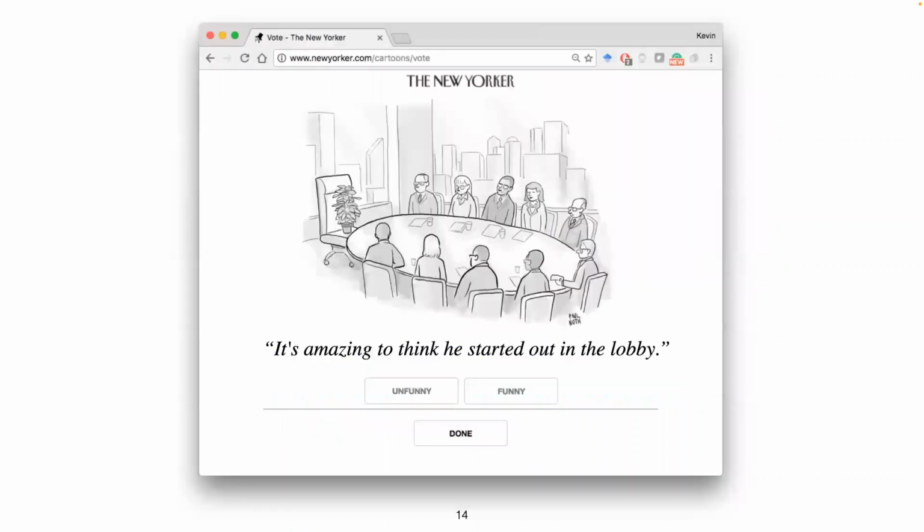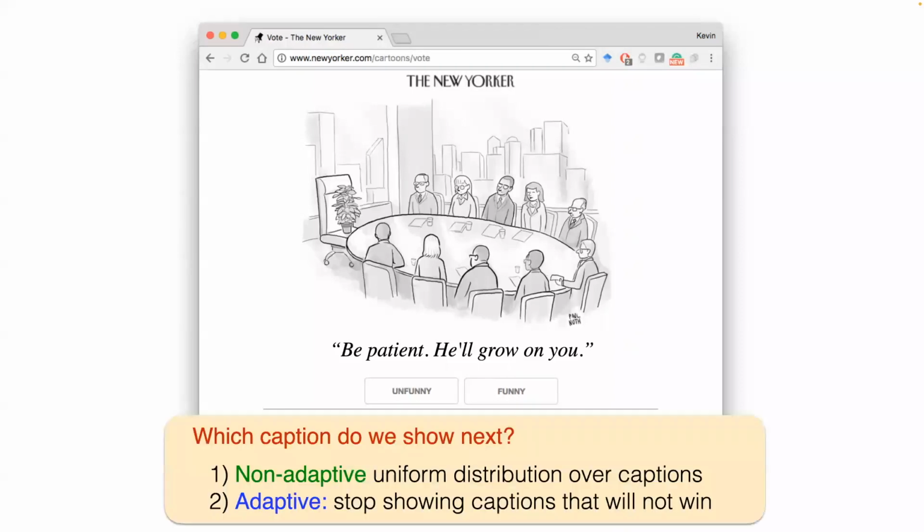So this is what it looks like. You're shown some cartoon, and some caption. So it's a boardroom with a plant on the edge of the table. "It's amazing to think he started out in the lobby." Unfunny or funny. "I thought all our plants moved to Mexico." Unfunny or funny. "Be patient, he'll grow on you." Unfunny or funny. And so every time you press unfunny or funny, it shows some new caption, and it's asking whether you like it or not.